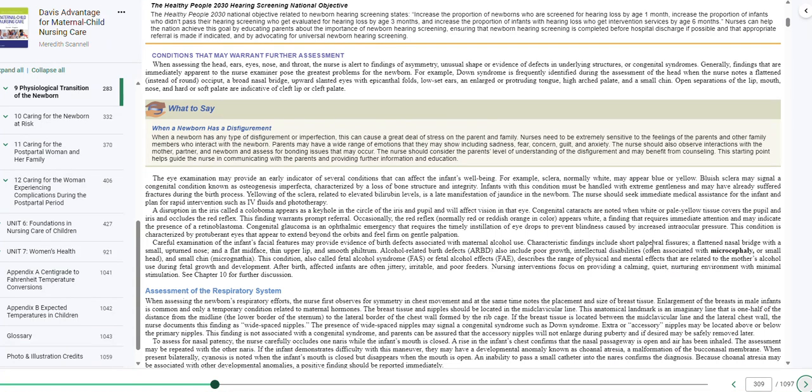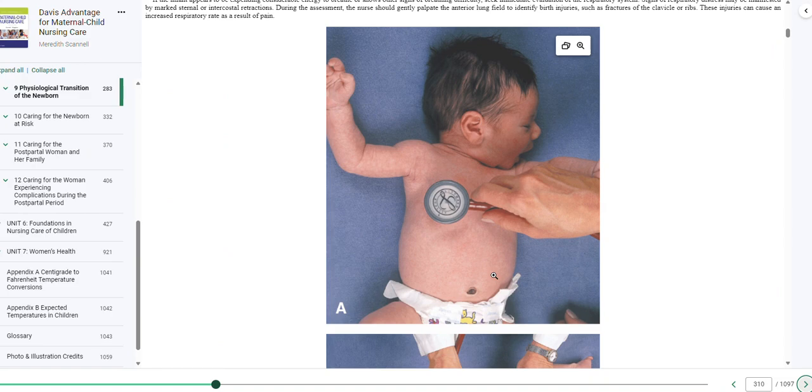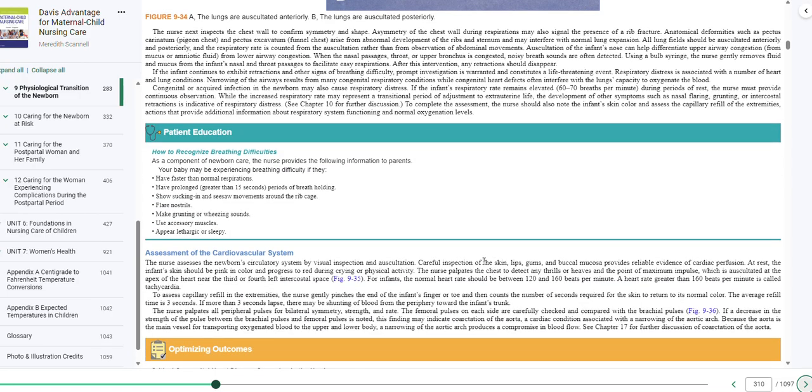On page 311, this is discussing the cardiovascular system and some of the respiratory system. Look at the box where it says patient education. This is a wink and a lollipop. Know how to recognize breathing difficulties. Flare nostrils. You can write nasal flaring out beside that, just a different term that means the same thing. This is on page 311.